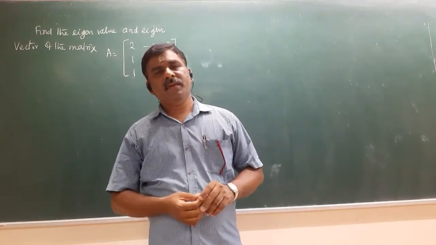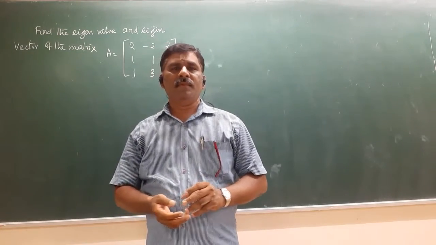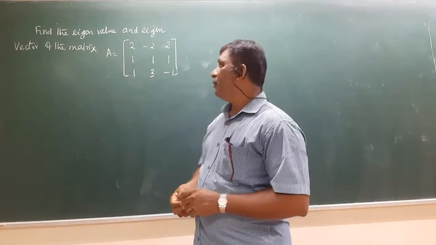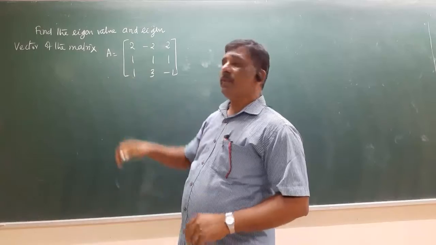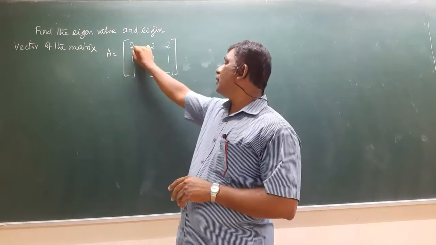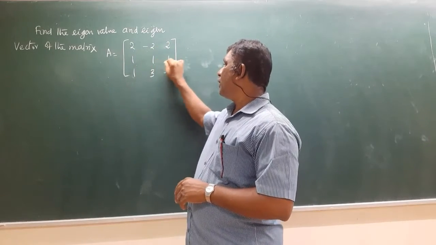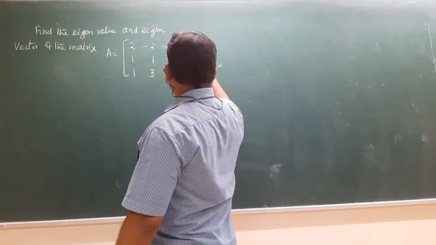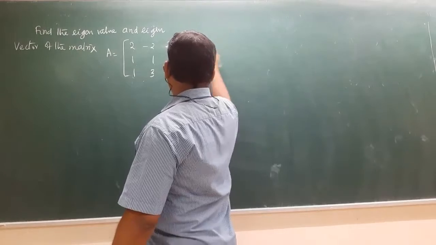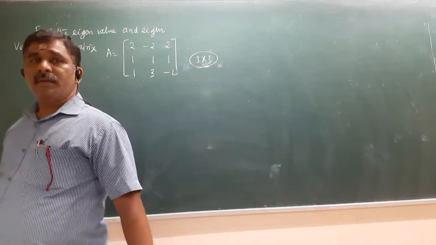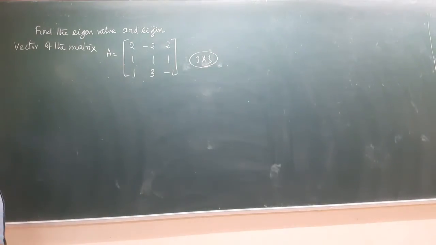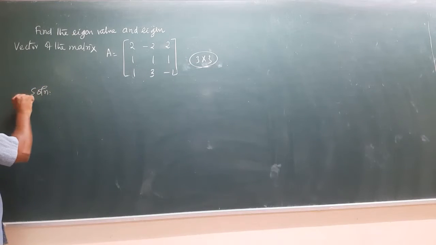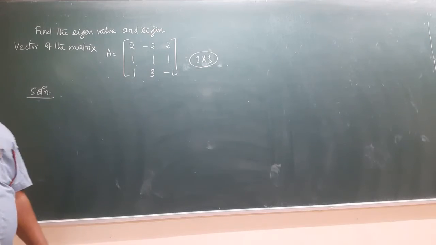In the class, we are going to discuss one problem in eigenvalue, eigenvector. See the problem. Find the eigenvalue and eigenvector of the matrix A equal to [2, -2, 2; 1, 1, 1; 1, 3, -1]. The matrix is a 3 by 3 square matrix, and it is a non-symmetric matrix. So we can find the solution for this.